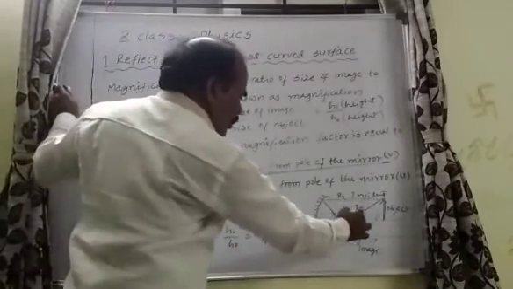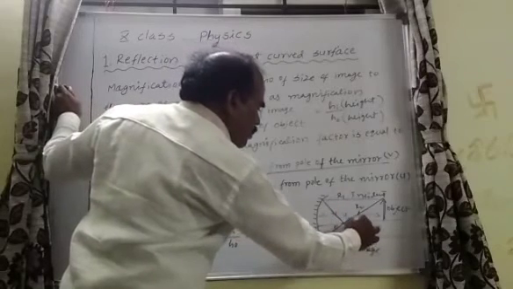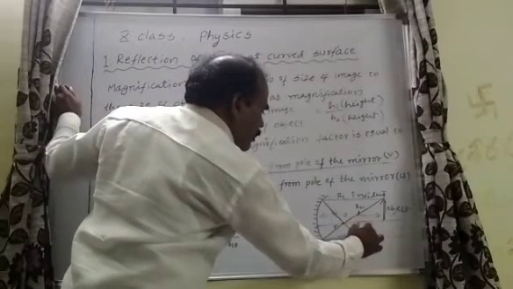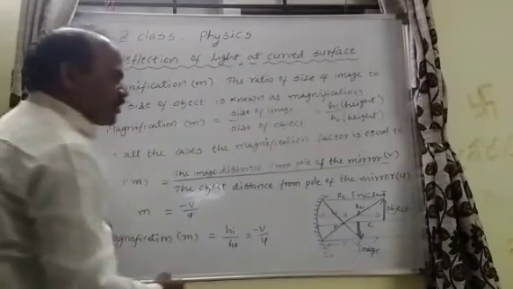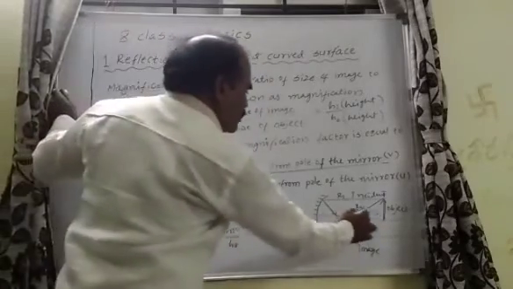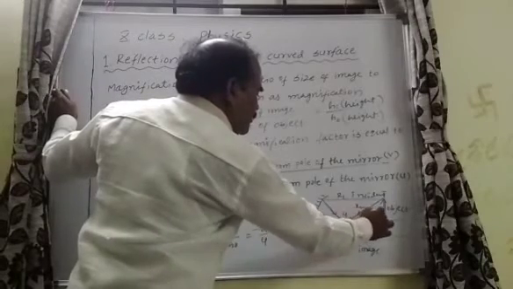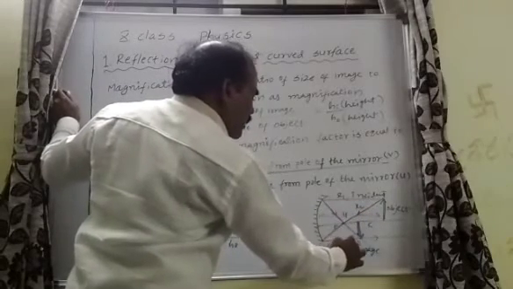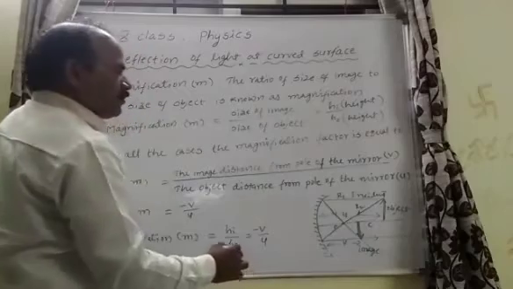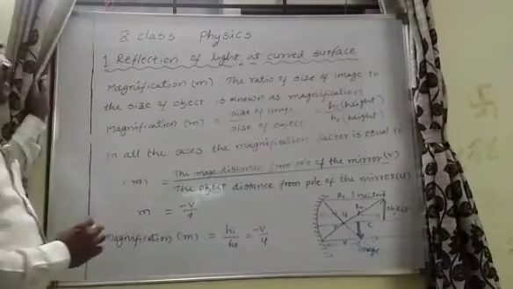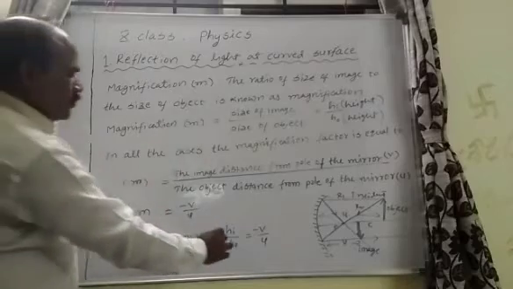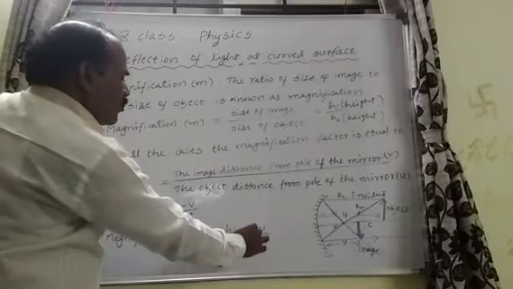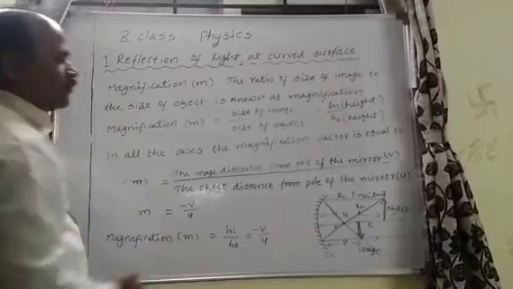These two reflected rays intersect at one common point. This common point gives the image distance. This U is known as the object distance. This V is called the image distance. This is the magnification: M is equal to Hi by H0, which is equal to minus V by U.